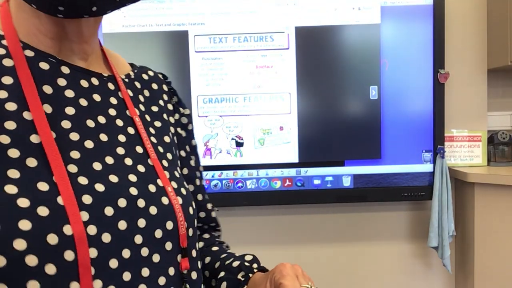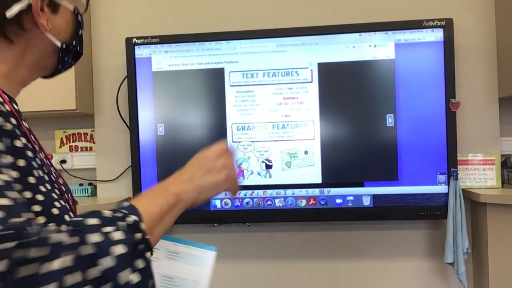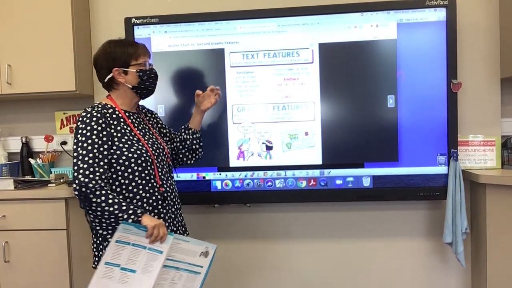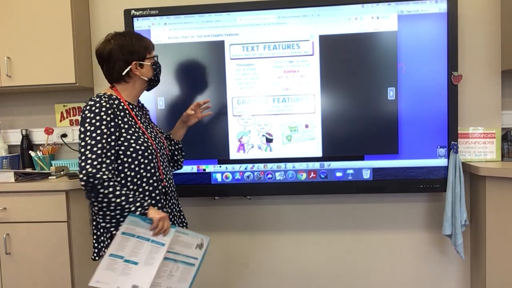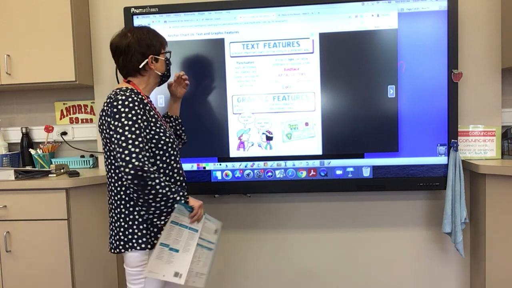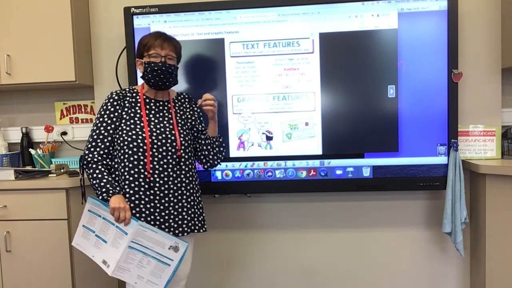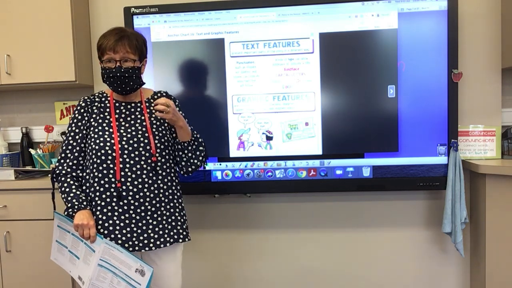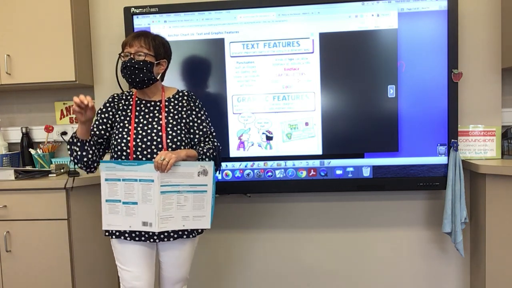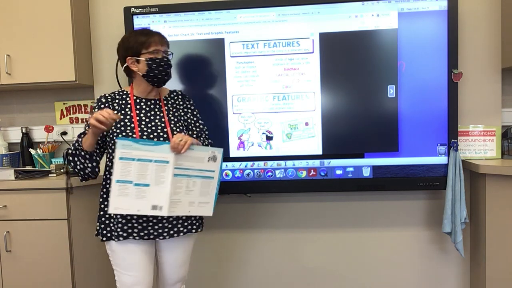Okay, boys and girls, we are talking about text and graphic features. Now, when we're talking about text features, they help present important parts of the story in a different way for us. And we're talking about punctuation. We're talking about things such as dashes and colons, and they can indicate or tell us that important parts of the text can follow. So we look for those because they point special things out to us. They let us know that there's important things coming up.